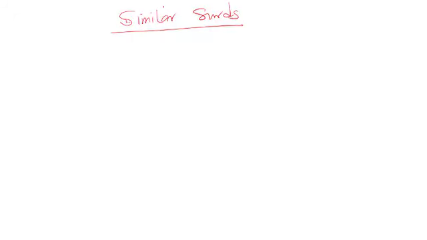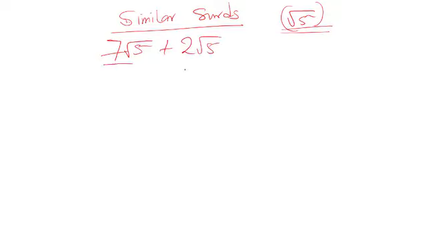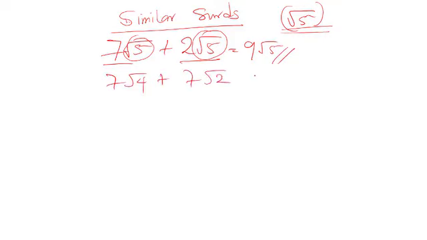Now we'll go into identifying similar Surds. When are Surds said to be similar? If the root value is the same. Remember I said our area of interest is the square root value. So if we have 7 root 5 plus 2 root 5, these are similar because they have the same square root value. This is 9 root 5. But if we have 7 root 4 plus 7 root 2, they are not similar Surds, despite the fact that the coefficients here and here are the same.